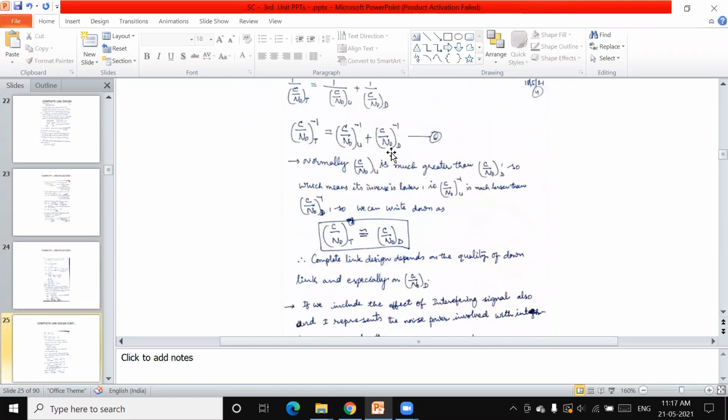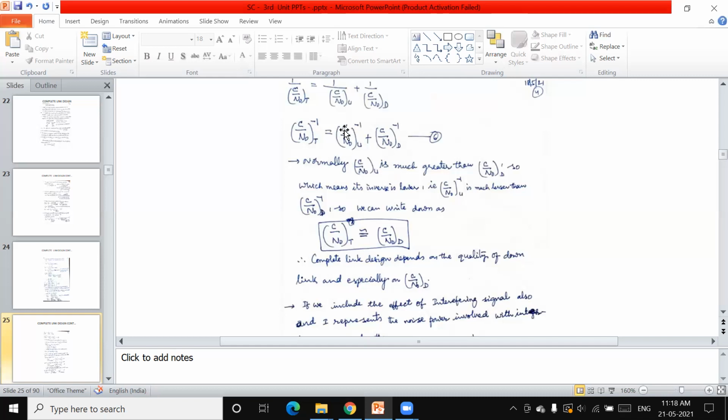One more point from this equation number 6, before we give the conclusion: C by N naught U inverse is there. So C by N naught T inverse, the total overall carrier to noise power spectral density, is equal to the carrier to noise power spectral density for the uplink plus that for the downlink. In both cases, there is an inverse. Now you can see that this is the carrier to noise power for the uplink. Obviously, the same signal is going up to the satellite and coming down. So if you compare uplink and downlink values, obviously the uplink power is greater than the downlink power.